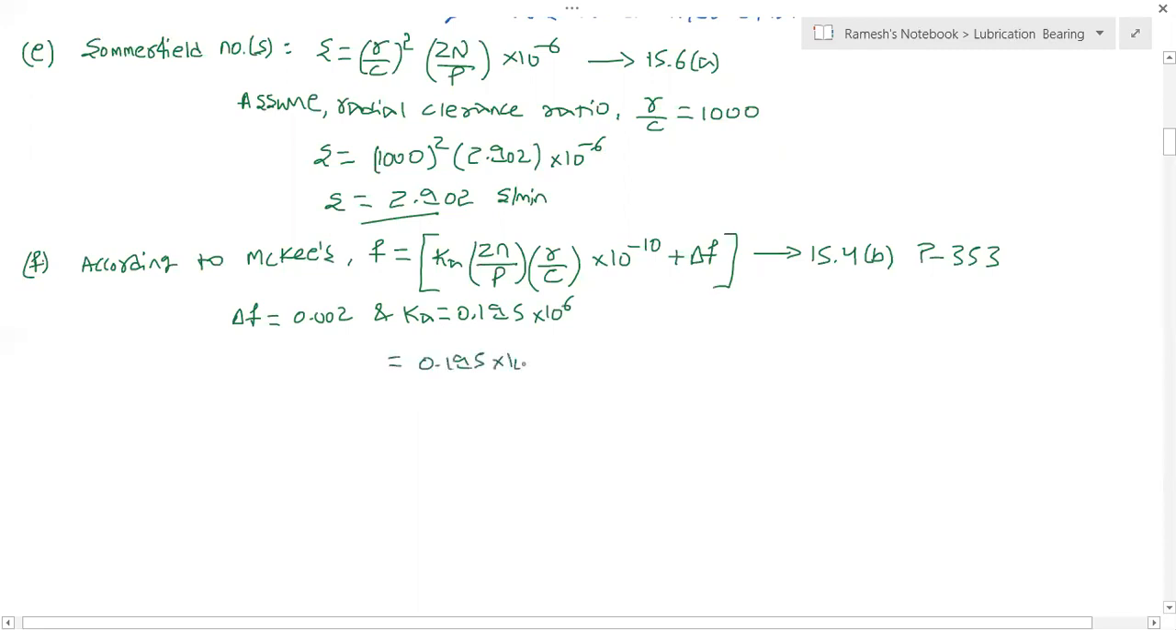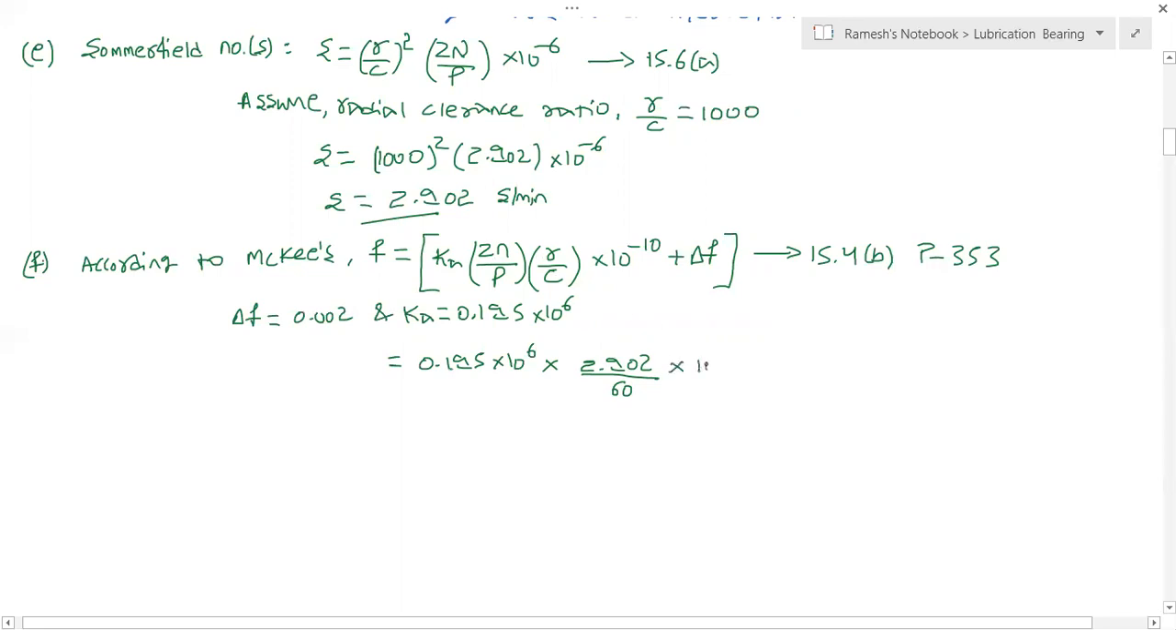0.195 into 10 raised to 6 multiplied by Zn by P. Z is 2.902, which we have taken. This is capital N by P, in which capital N was RPM. If you want to convert this into RPS, I need to divide it by 60. That's why I'm dividing it by 60. It will be converted into RPS, multiplied by R by C.